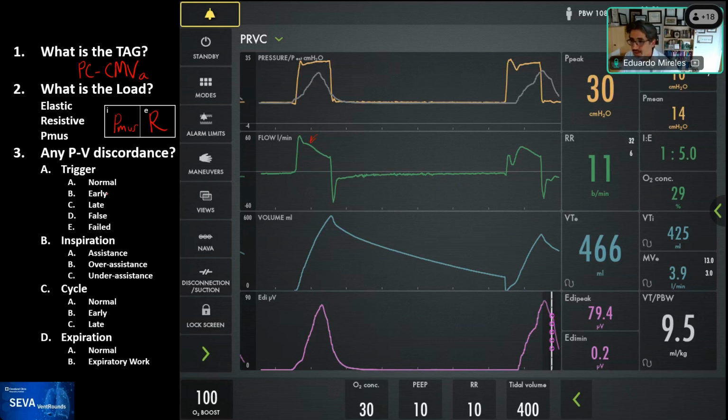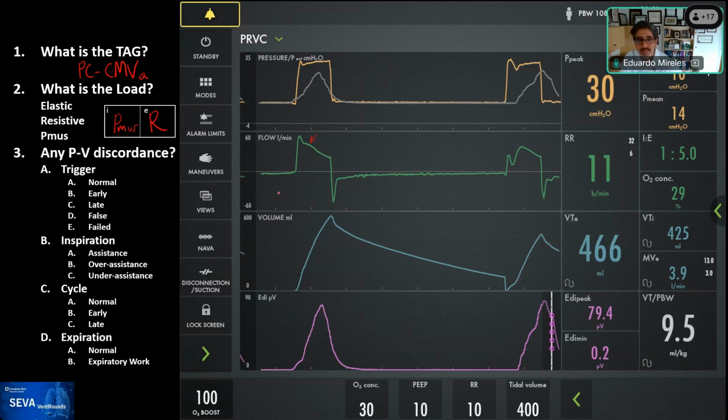All right, what about the trigger? Is it normal, early, late, false, or failed? All right, I see a couple of answers so far. Well, this actually makes you smile inside. So I want you to pay attention.